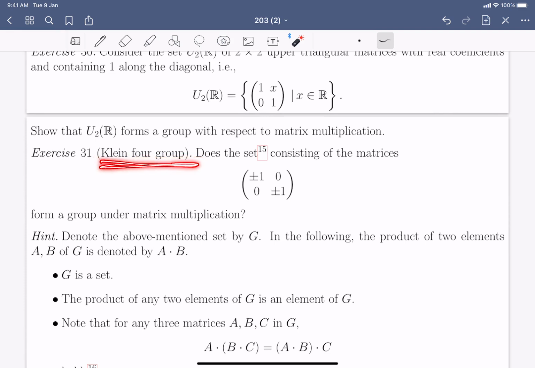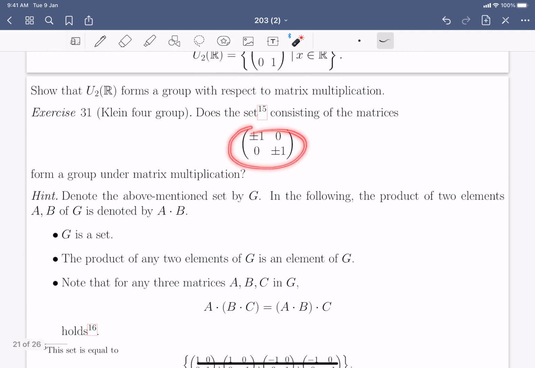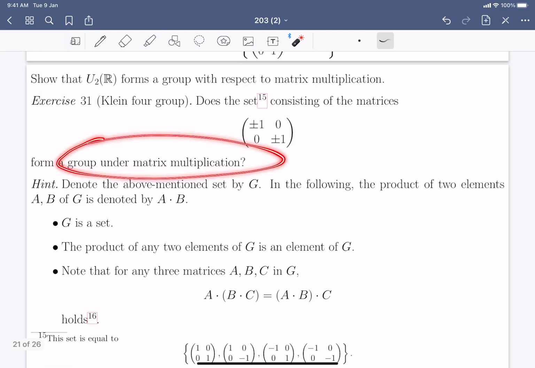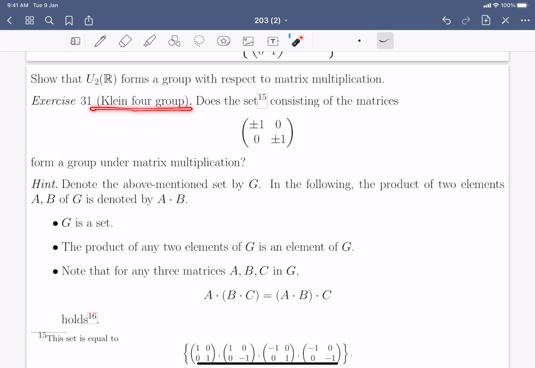This is a very important example. This is a group consisting of 4 elements. Here we have this set consisting of these matrices having plus minus 1 along the diagonal. We need to verify whether that forms a group under multiplication or not. Anyway, the title of this exercise says that this is the Klein 4 group.